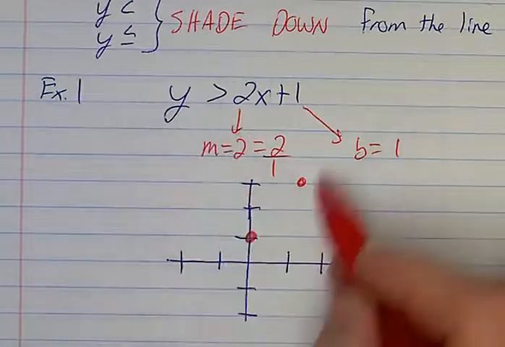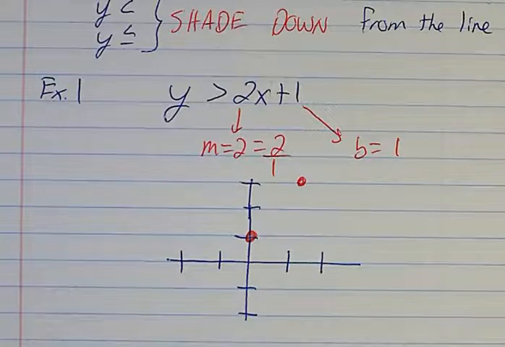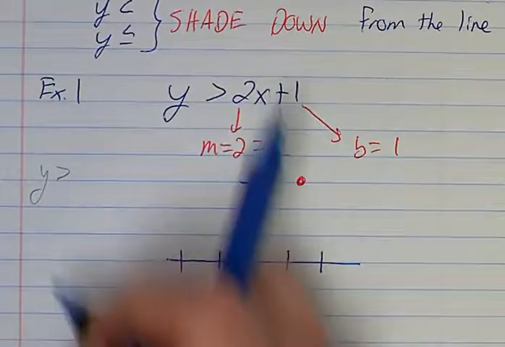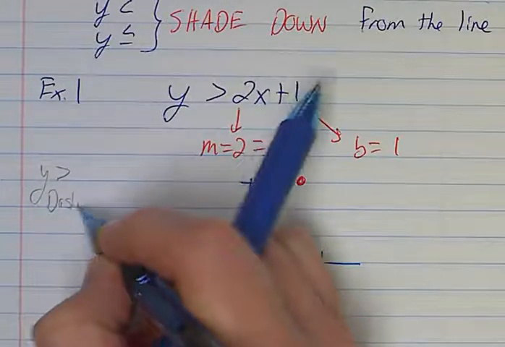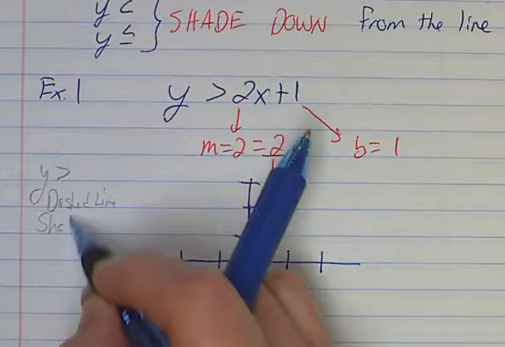Now, again, if this was an equation, you would just connect the dots and you were good. You didn't have to do anything else. With the inequalities, two things you have to do is, because it's y greater, that's going to tell you two things. First off, it's a dashed line. And because it's greater, you're going to shade up.